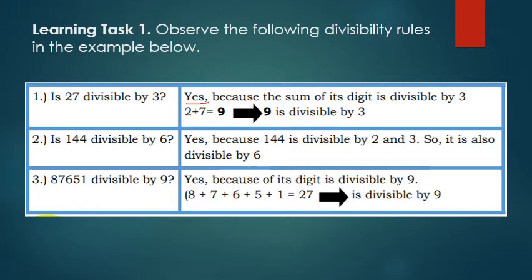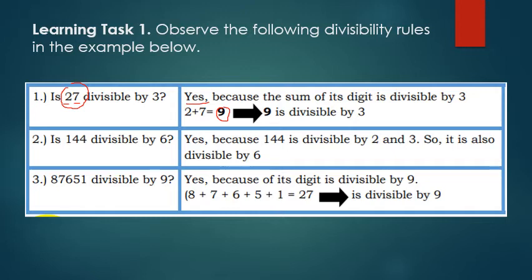For example, 27. Ano ba yung dalawang digit ng 27? Yung 2 at saka 7. So, 2 plus 7 is 9. At yung 9, pag nag-skip counting tayo by 3, 3, 6, 9, dadaanan siya ng 3. So, ibig sabihin, ang 27 is divisible by 3.